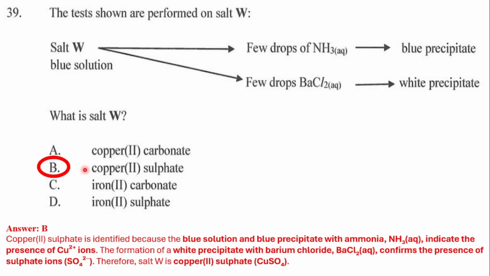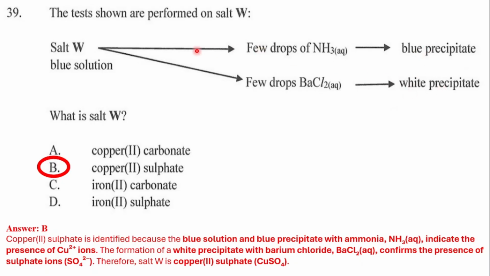But how about our sulfate ions? Well, the formation of a white precipitate with barium chloride, BaCl2, confirms the presence of what? Sulfate ions. Therefore, W is a salt, and what salt is it? It's copper(II) sulfate, CuSO4. And that's because we have the copper(II) ions, and we also have the sulfate ions. We have that because we have the blue precipitate, and we have that because we have the white precipitate.